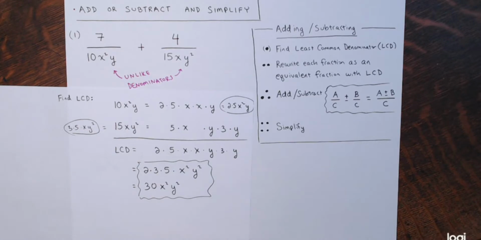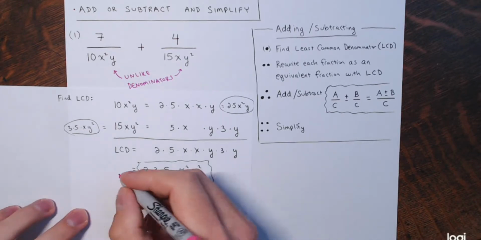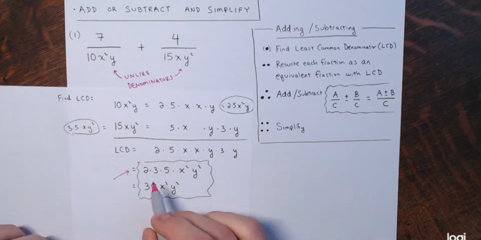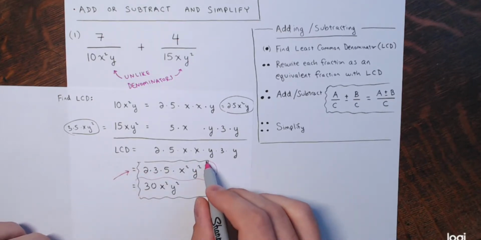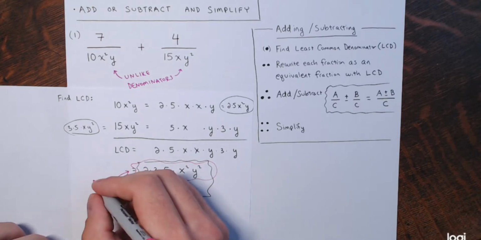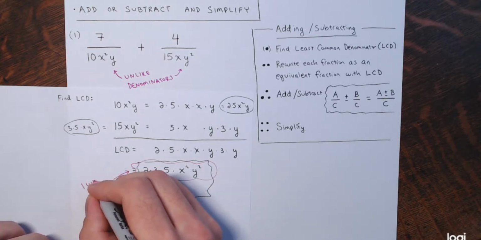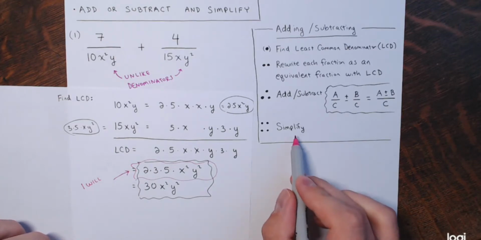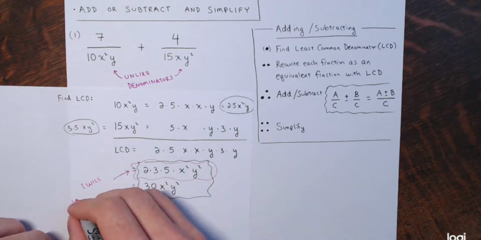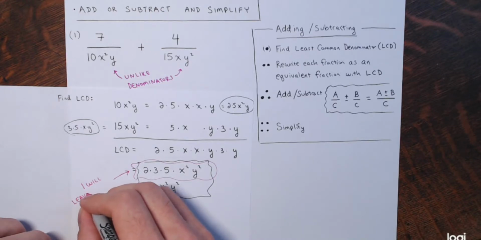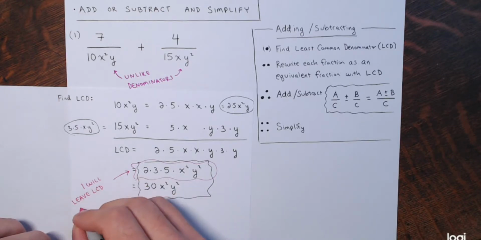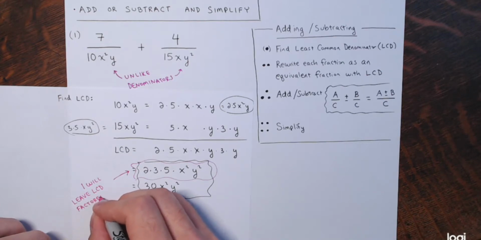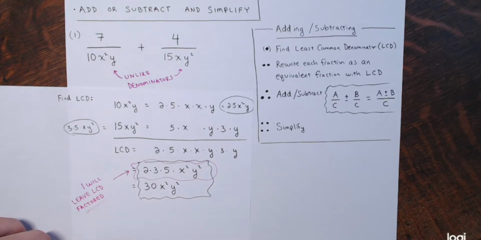Now, I personally, for all these examples, I'm going to leave the LCD in factored form. And the reason I'm doing that is because it'll make it easier to simplify at the very end. Alright, so I will leave the LCD factored until the end, right? Until the end.